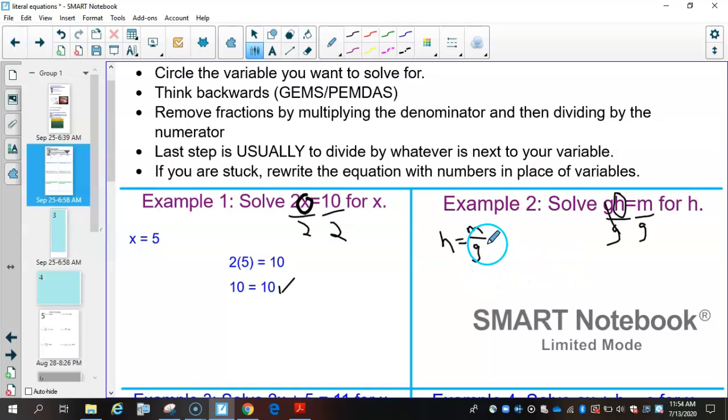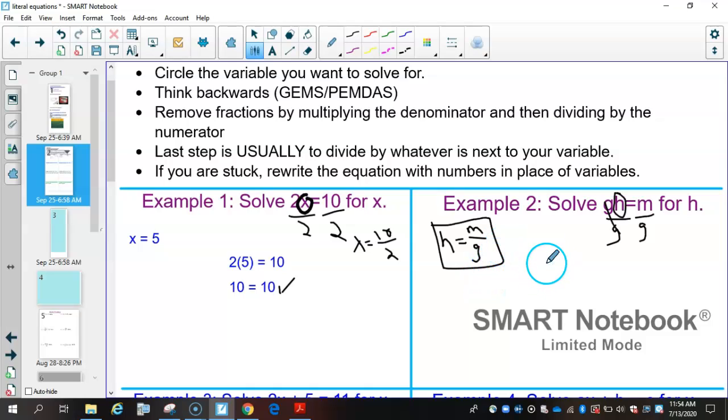Now, this looks very similar to x equals 10 over 2. The difference is 10 over 2 could be simplified, or we could divide 10 by 2. We can't divide m by g in this case because 1, we don't know what m and g are, and 2, they're not the same variable. So this is actually our final answer. I know it looks super weird, but that is our final answer. We've gotten h by itself, and that was the goal.